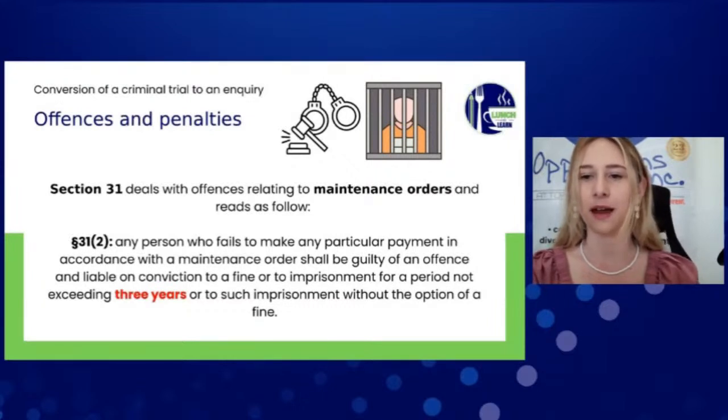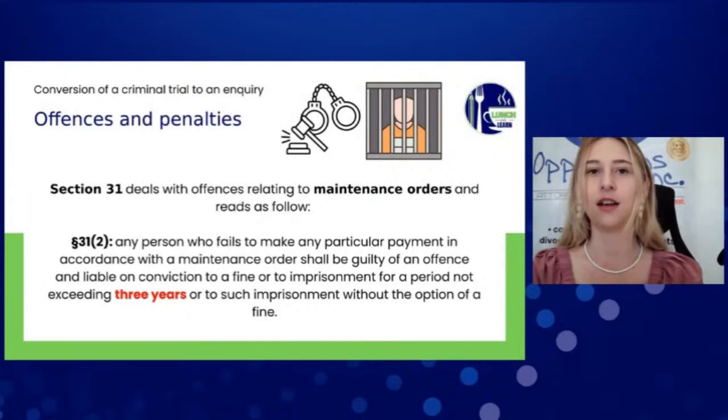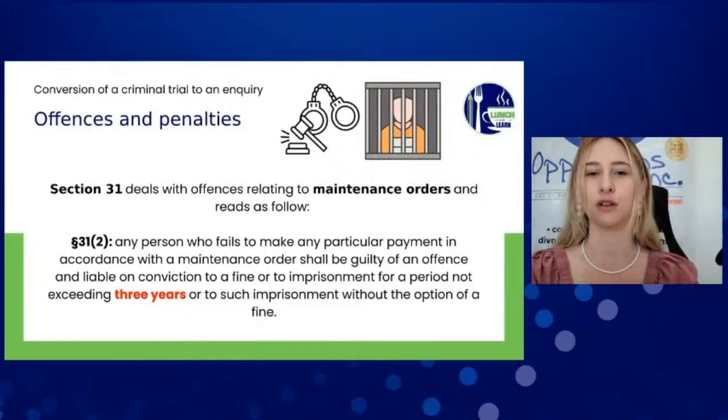Any person who fails to make any particular payment in accordance with a maintenance order shall be guilty of an offence and liable on conviction to a fine or to imprisonment for a period not exceeding 3 years, or to such imprisonment without the option of a fine. So Section 31, as we know, is the criminal proceedings for failure to make timely maintenance payments. So a respondent can be held liable in terms of criminal law if he or she does not make maintenance payments in accordance with the Maintenance Act. And then the penalty for that would be either 3 years imprisonment or a fine, or 3 years imprisonment without the option of a fine.